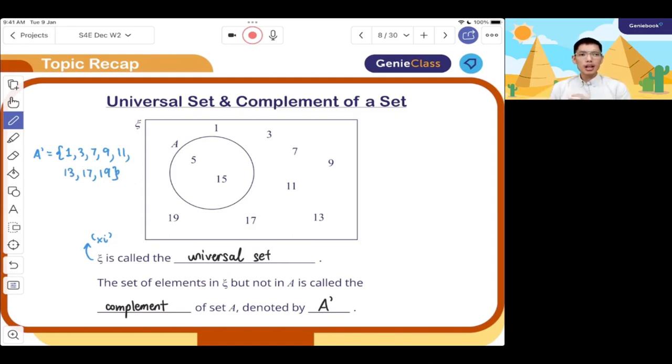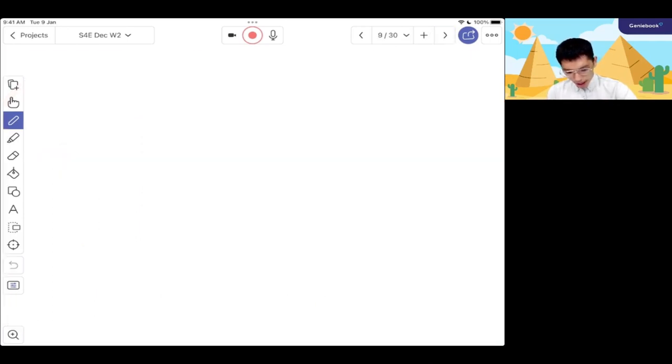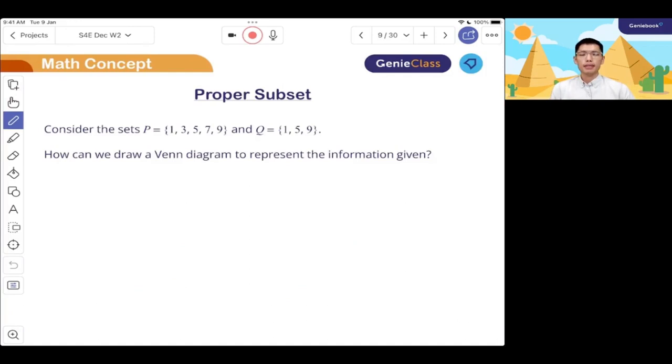Okay, now this is all the recap we need to do, because we can actually link it to the first concept of the day, proper subset. So what does it mean to have a proper subset? And how can we draw a Venn diagram to see this? So what does it mean to be a proper subset? We consider these two sets over here.